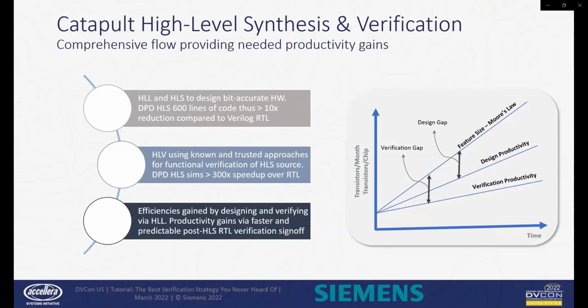And how the use of high-level verification, including known and trusted techniques, such as static and formal methods, along with metric-driven dynamic verification, combined with the efficiencies obtained by operating at the higher level of abstraction. Results from the HLV simulations of the DPD HLS model show it runs at a speed greater than 300x faster than the equivalent RTL sims. And while we don't have time today, noting there is a follow-on chapter regarding verification sign-off of the post-HLS RTL, yet this is predictably and efficiently achieved via our HLV investment, resulting in a push-button, no-surprises sign-off.